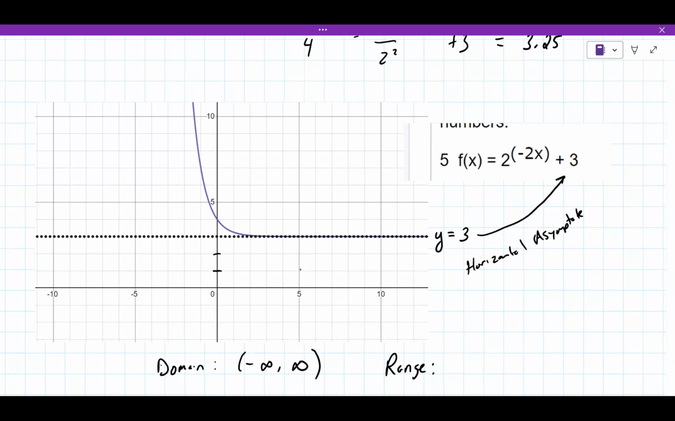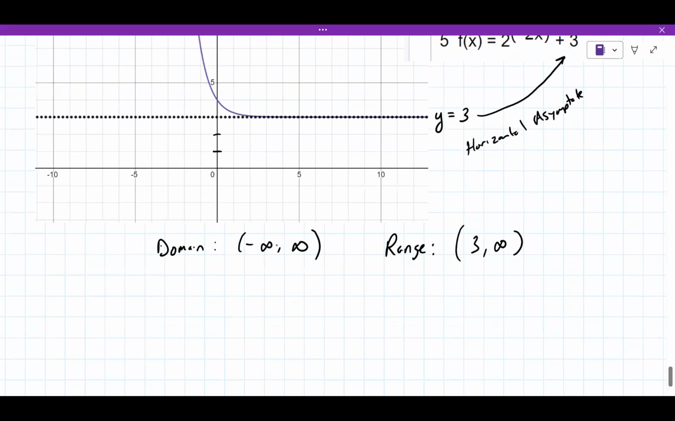Well, the range would have 3 in it, but it would be 3 comma infinity. Good. You got it. All right. The next thing it asks for are intercepts.